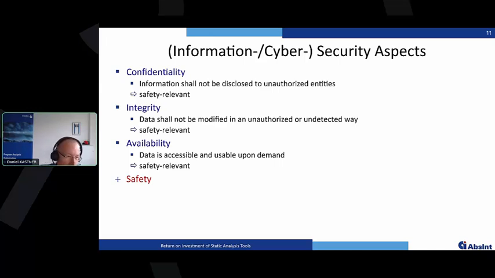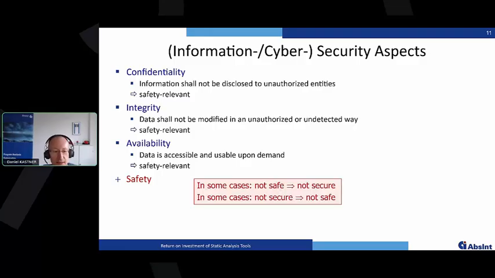Confidentiality. So basically, if you, for example, leak a maintenance or administrator password, well, of course, this can have safety relevant effects. Integrity is obvious. If data could be modified in an unauthorized or undetected way, well, then of course this can be safety relevant. And availability also is obvious. If certain parts of the system are not accessible anymore, that can be a safety issue. So basically all these security aspects also can have an impact on safety.